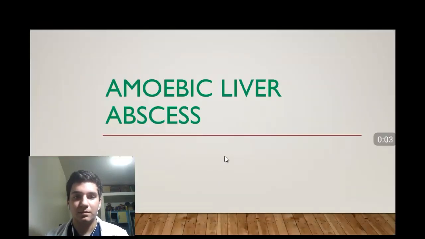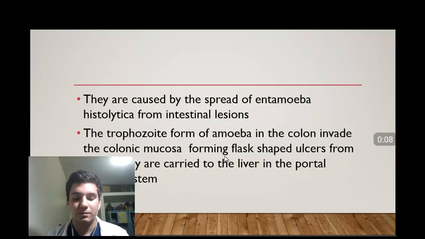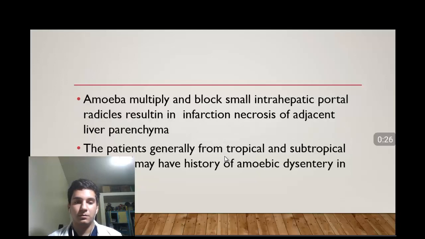I am going to discuss amebic liver abscess. They are caused by spread of Entamoeba histolytica from intestinal lesions. The trophozoite form of amoeba in the colon invades the colonic mucosa, forming flask-shaped ulcers, from where they are carried to the liver in the portal venous system. Amoeba multiply and block small intrahepatic portal radicals, resulting in infarction necrosis of adjacent liver parenchyma.